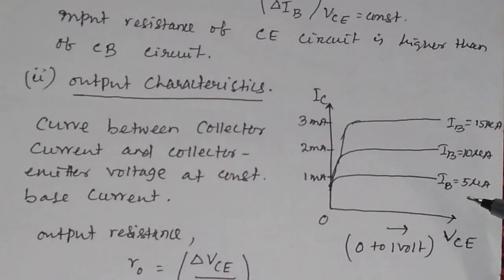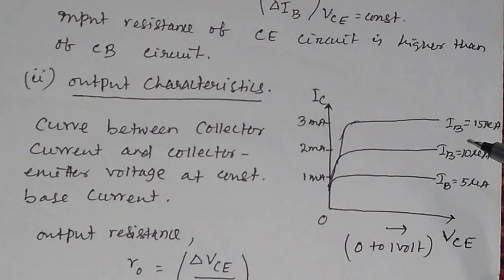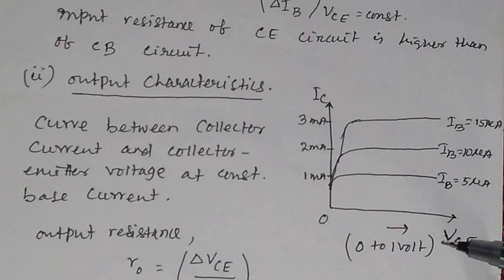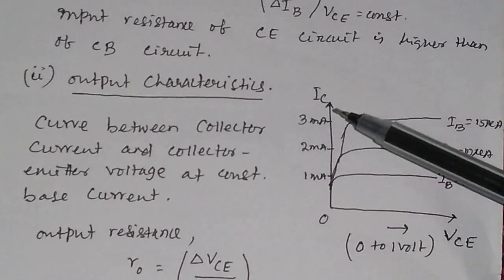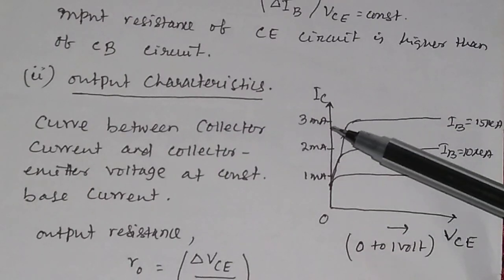This is the graph for the base current 5 microampere. This is the graph for the base current 10 microampere. In this way, this will be the graph for the input current 15 microampere. And you basically give the output voltage here of the order of volt. You give 0 to 1 volt, and in the output current you basically get current of the order of milliampere.